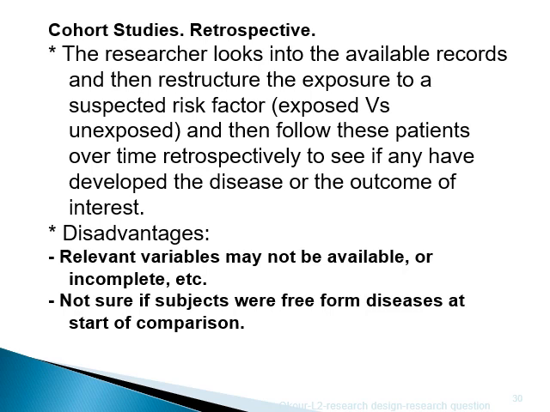Retrospective cohort study. The researcher looks into the available records, for example, and then restructures the exposure to suspected risk factors, exposed versus unexposed, and then follows these patients over time retrospectively to see if any have developed the disease or the outcome of interest. Disadvantage of it: relevant results may not be available or incomplete, and we may not be sure if subjects were free from disease at the start of comparison.